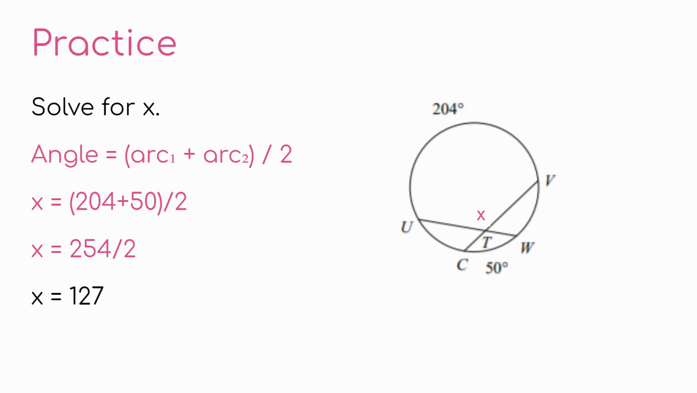Should have used your formula. Angle equals arc 1 plus arc 2 divided by 2. Add together your arcs. 204 plus 50 is 254. Divided by 2, you get 127. So that angle, both UTV and CTW, are both 127 degrees.